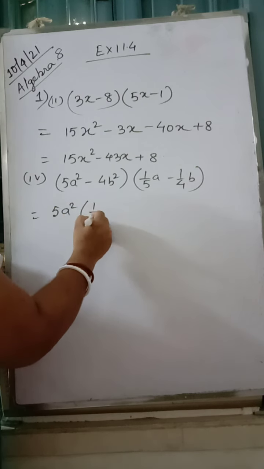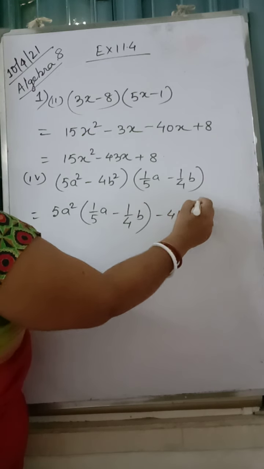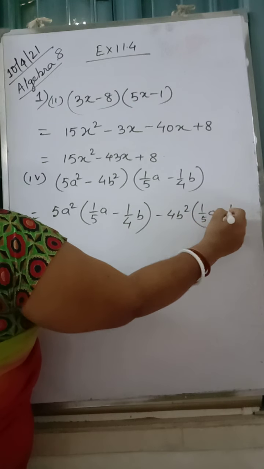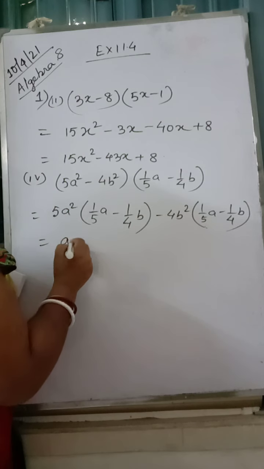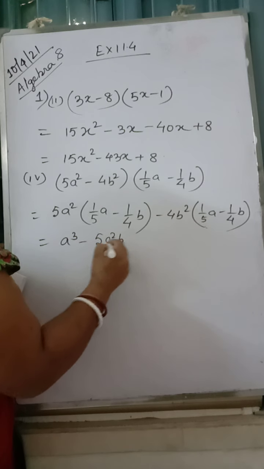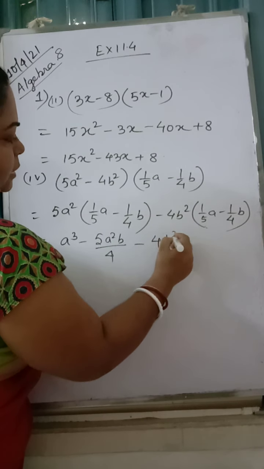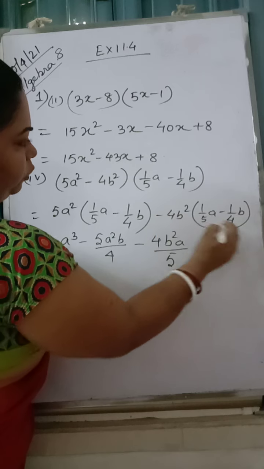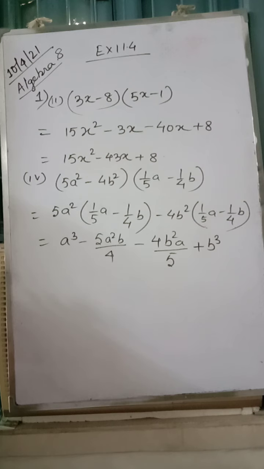5a square (1 by 5a - 1 by 4b) minus 4b square (1 by 5a - 1 by 4b). Now 5a square into 1 by 5a, the 5 will cancel, it will be a cube. Now this gives you minus 5a square b by 4. Come here, minus 4b square a by 5. Now 4 will cancel, then this will be minus times minus, plus b cube. Now this is not a like term, so we'll leave it as it is. So this way we solve.